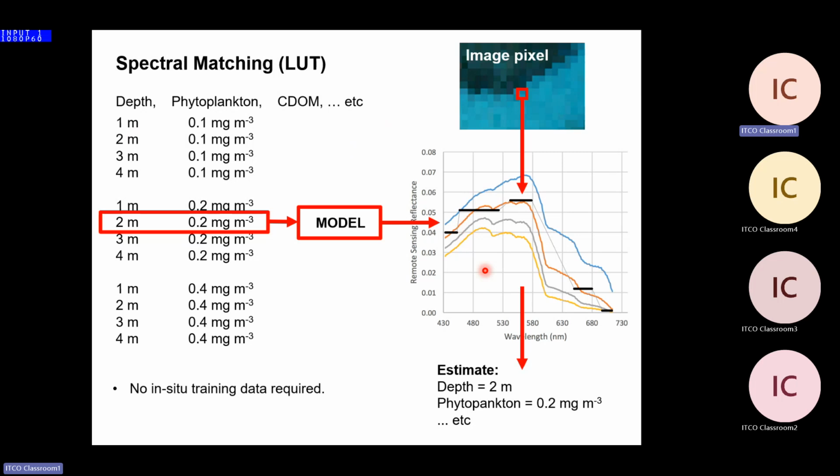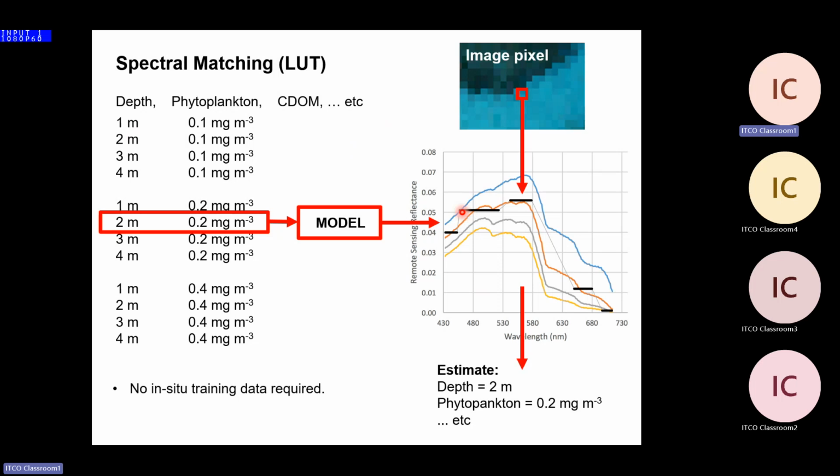And then when you find the spectrum that matches the best, say it's this one, you say, oh, okay, the depth is 2 meters, there's 0.2 milligrams per cubic meter phytoplankton, there's so much sediment, whatever is in that table row. And so you're getting everything all at the same time. You get the depth, you get the optical properties, you get the bottom reflectance.